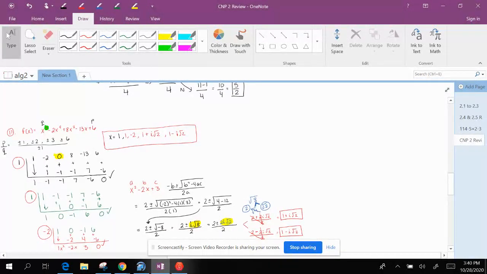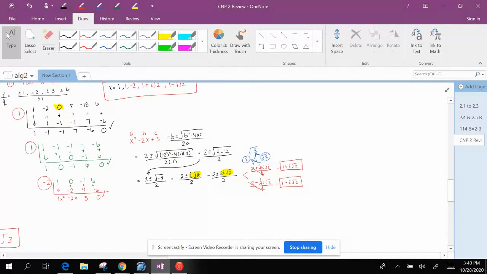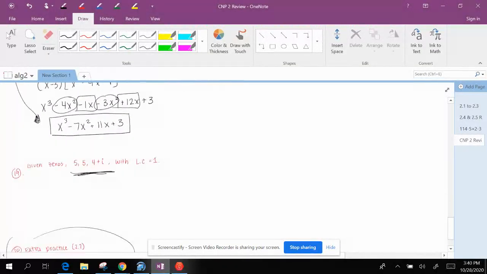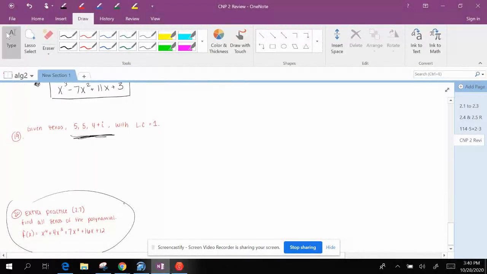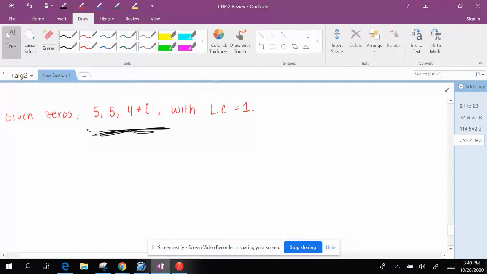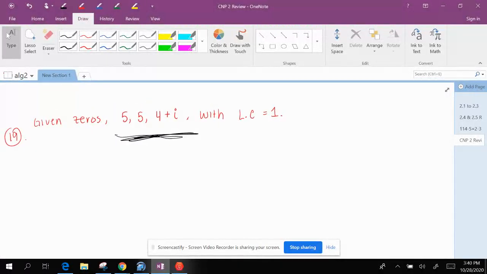Lots of work for one problem. Okay, now we're going to jump down for when I give you zeros and you have to find the polynomial expression. So we have to set them up as if they were in polynomials. So given the zeros 5, 5, 4 plus i, with the leading coefficient being 1.